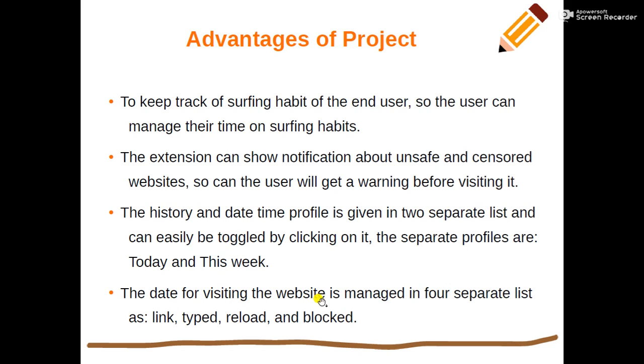The data is made into four categories. Linked: the links you have clicked. Typed: the URLs you have typed in the omnibox at the top of the browser. Reload: how many times you have reloaded the page, the first time the page was reloaded and the last time you visited. And blocked: which sites were blocked while you were browsing.